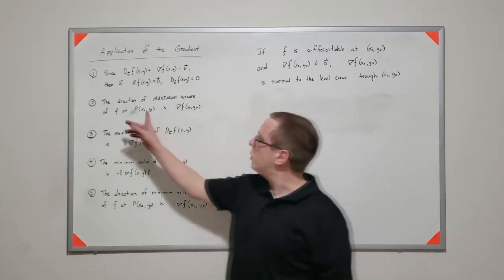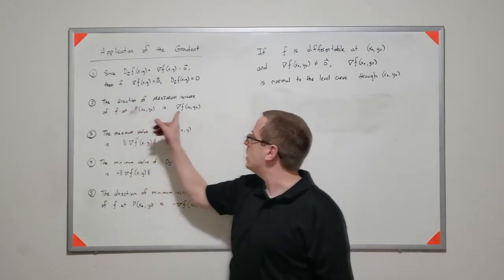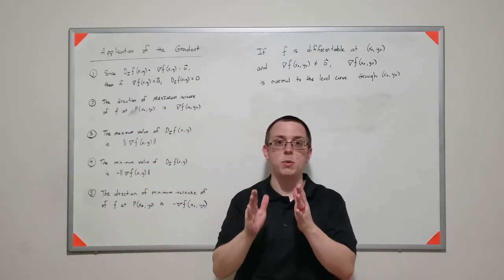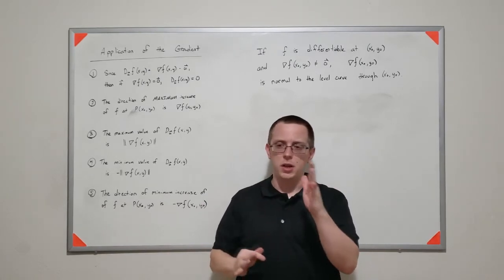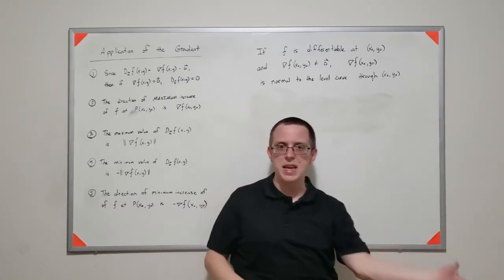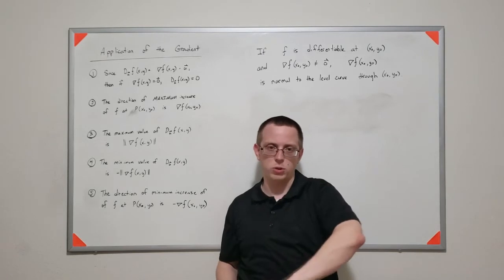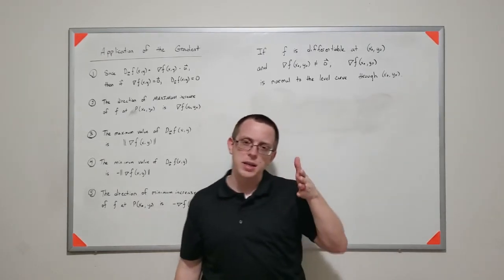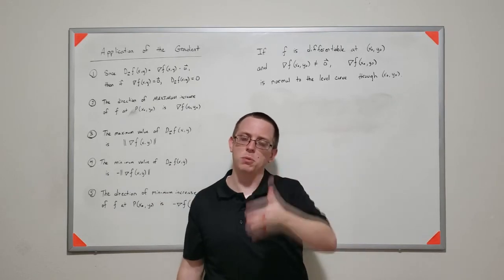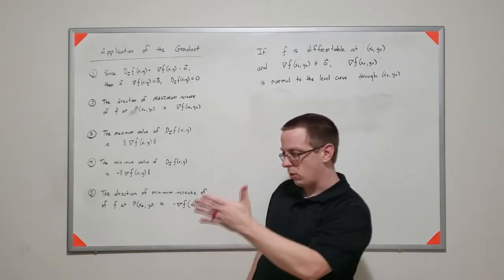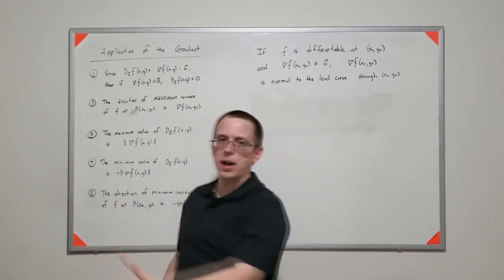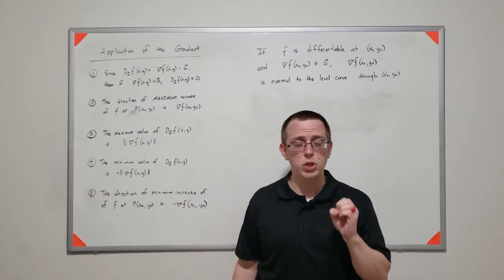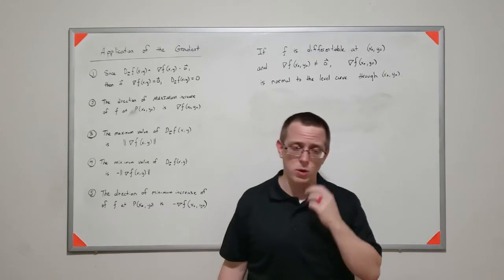And then we also know the direction of maximum increase. For a surface, we can take the derivative in any direction, right? That's the idea of the directional derivative. But we might want to ask ourselves, what direction is the maximum? If I were to go in that direction, how could I maximize my change? Well, it turns out that maximum change is in the direction of the gradient.